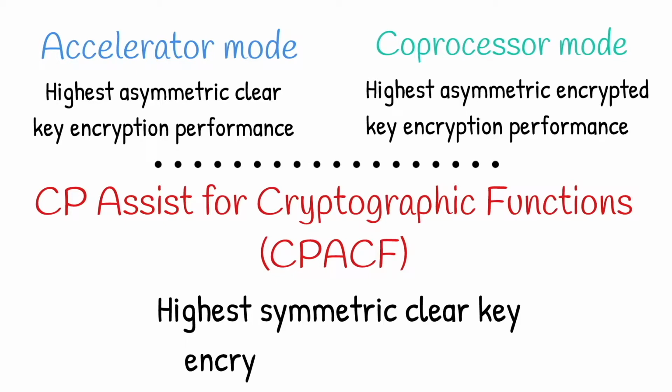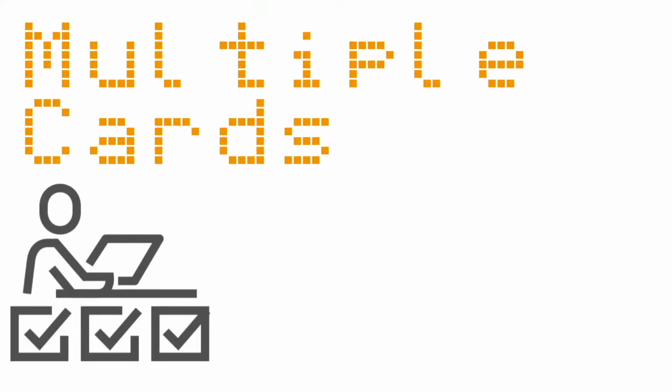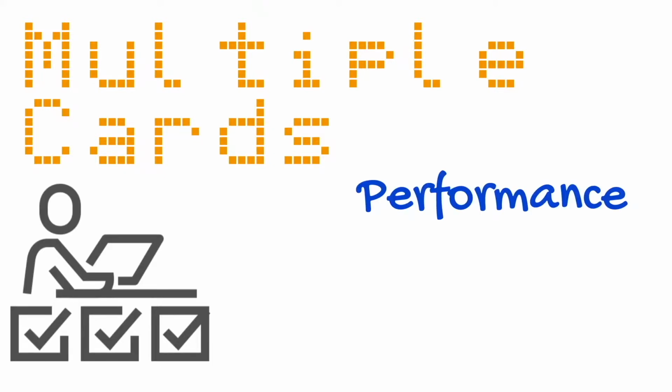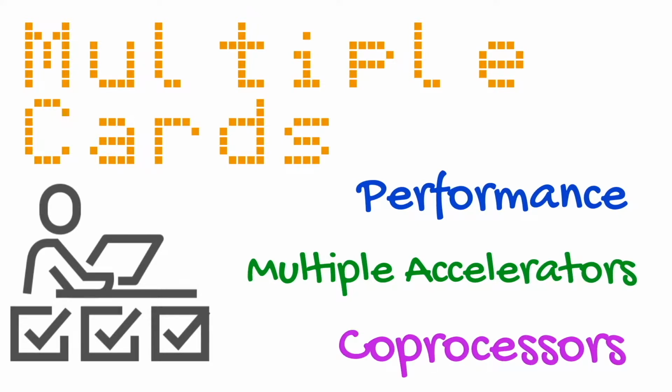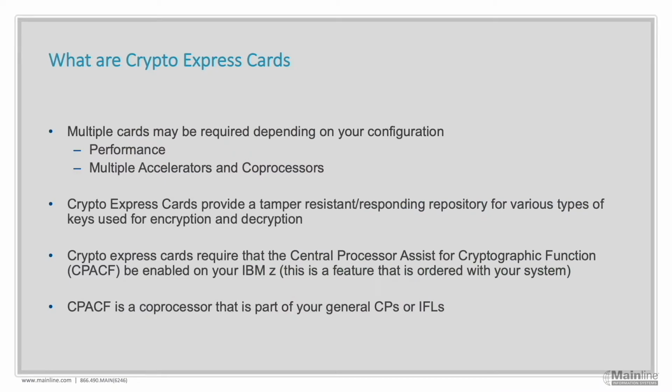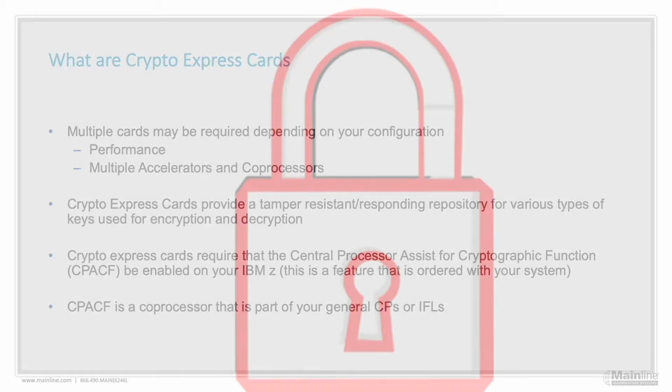As far as configuration or setup goes, multiple cards may be required depending on your configuration. Beyond your initial 2 cards that you need to order, you can have several sets of these cards for performance, some set up as coprocessors and others as accelerators. Crypto Express cards provide a tamper-resistant, responding repository for various types of keys used for encryption and decryption.